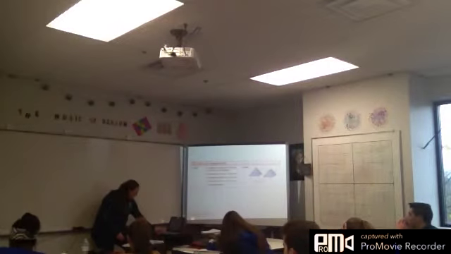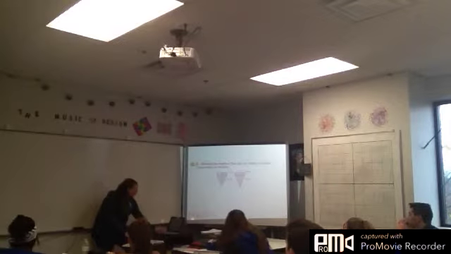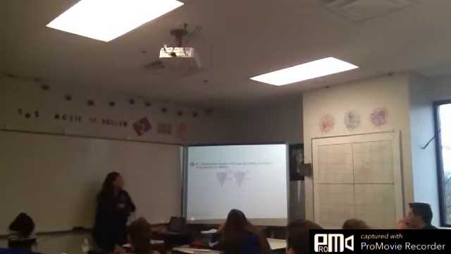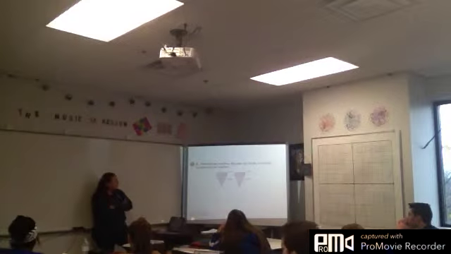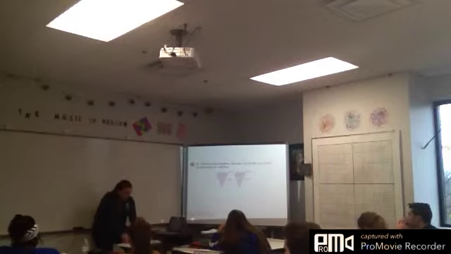I have one more slide and then we're just going to practice problems in class. Let's look at this one. Determine whether the pair of solids is similar, congruent, or neither. How can I decide if it's similar, congruent, or neither? What do I need to do?